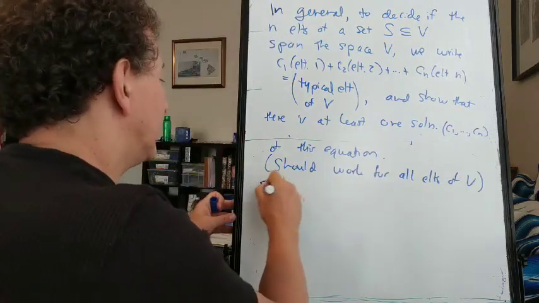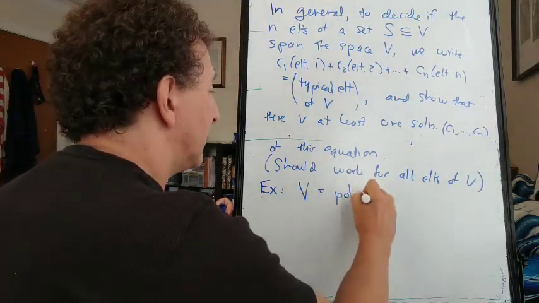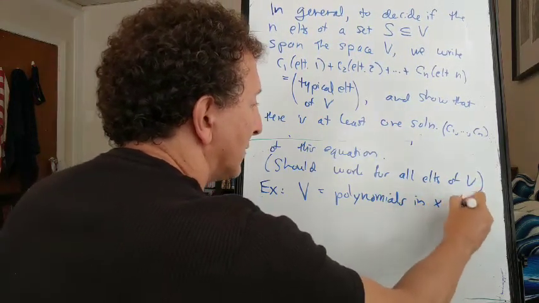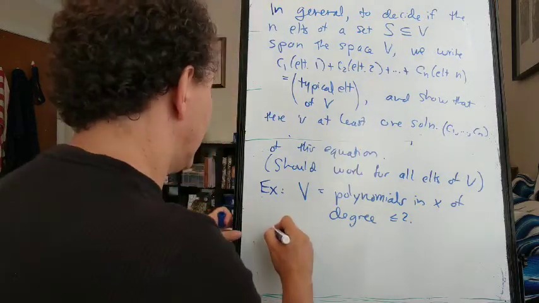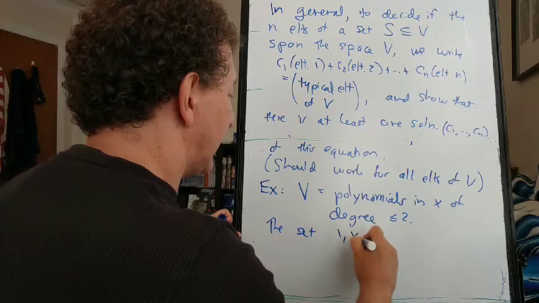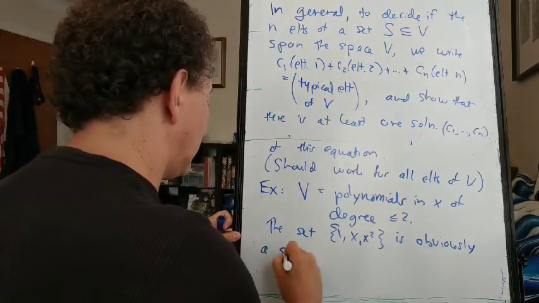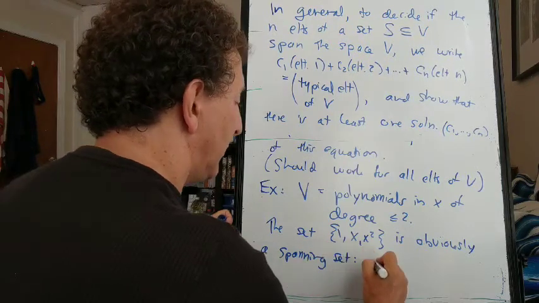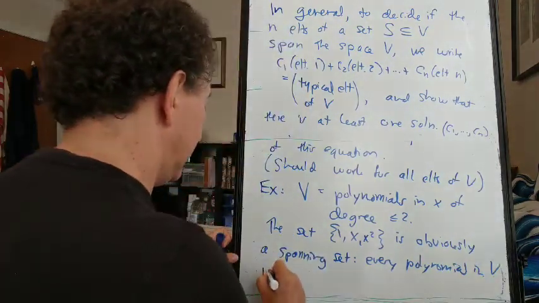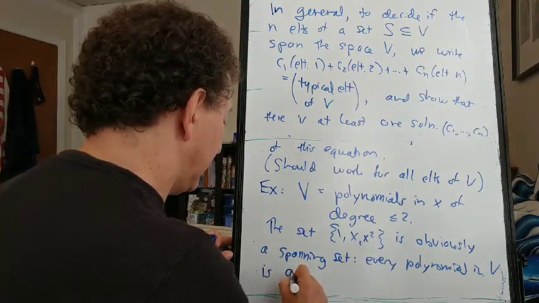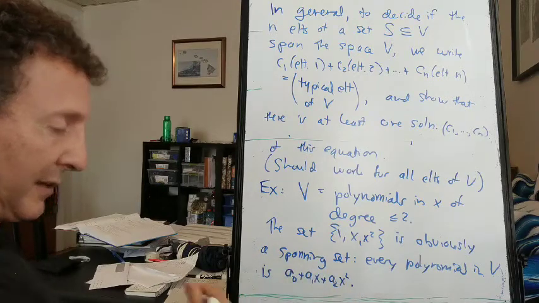So for example, let V be the polynomials in x of degree less than or equal to 2. The set 1, x, x squared is obviously a spanning set, because every polynomial in V, every polynomial of degree at most 2, is something plus something x plus something x squared. So that's our linear combination of 1, x and x squared right there. That's the typical element.